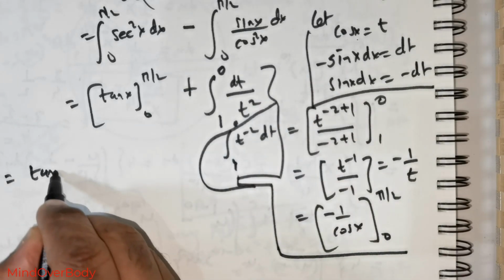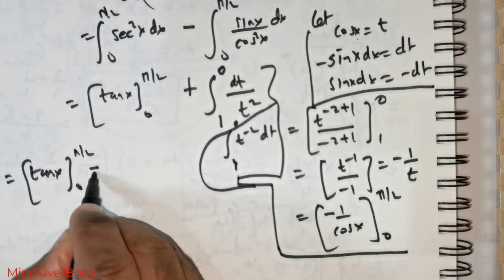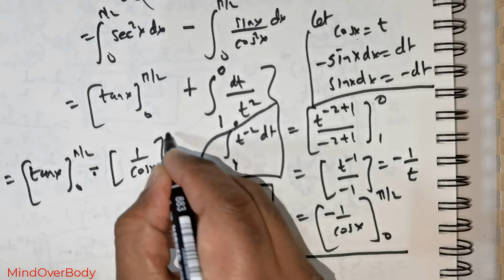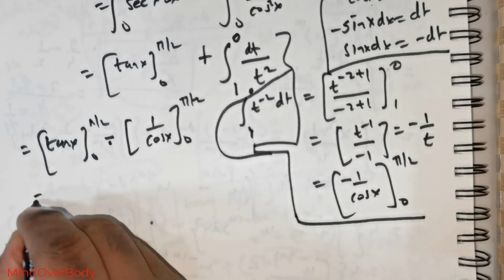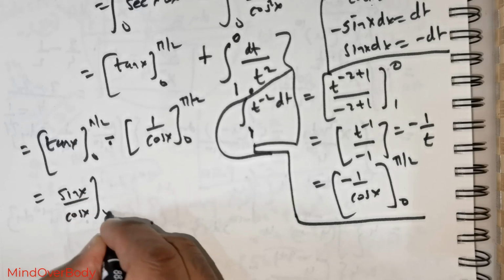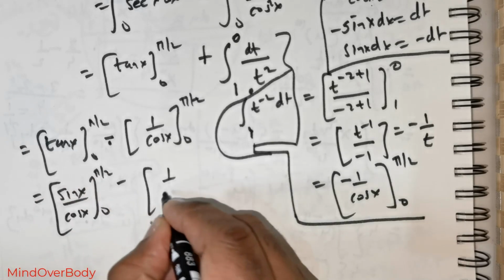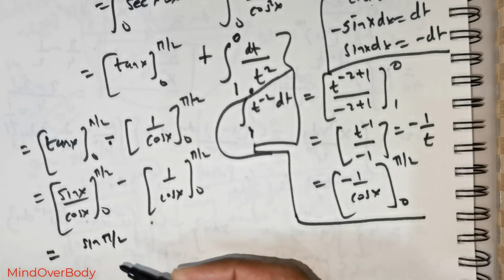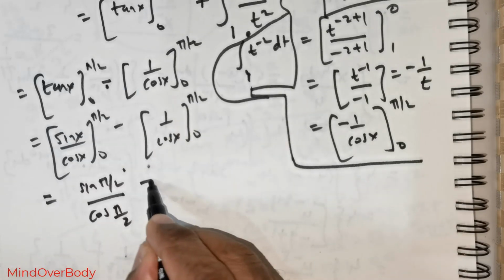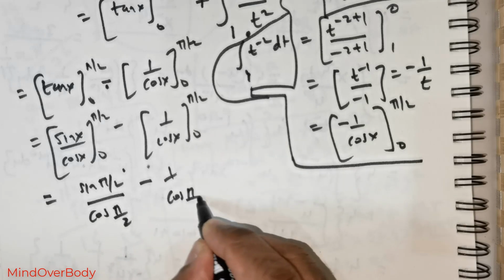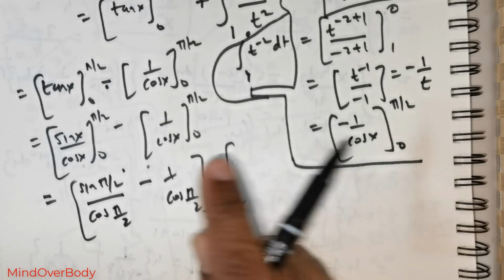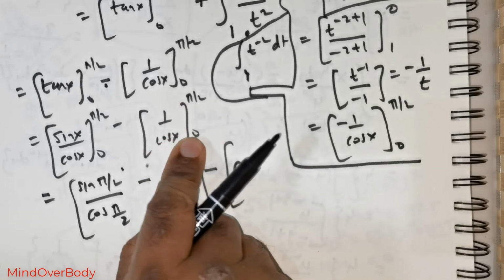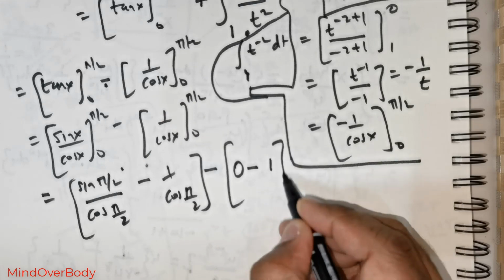So this is nothing but tan x, limits 0 to pi over 2. I can take the negative sign out, negative 1 over cos x, the limits 0 to pi over 2. Now what is tan x? Tan x is nothing but sin x over cos x, the limits are 0 to pi over 2, minus 1 over cos x, the limits are 0 to pi over 2. This is going to be sin pi over 2 over cos of pi over 2, the upper limit, followed by the upper limit of the second term, cos of pi over 2. Then you substitute the lower limit: sin 0 is 0, cos 0 is 1, so it's going to be 0 here, followed by cos 0 which is 1 here.